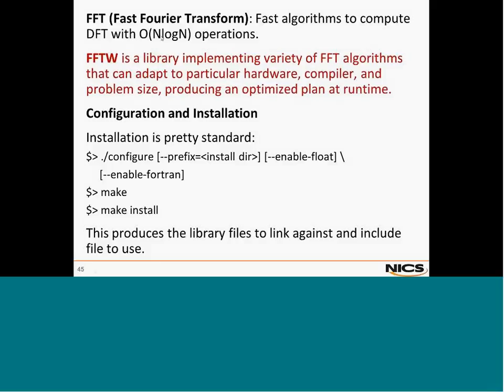The fast Fourier transform is an algorithm to compute the discrete Fourier transform that has n log n operations. So it's obviously much better than n squared operations. There is a library implementing a variety of FFTs called FFTW. FFTW can adapt to particular hardware, compiler, and program size by using an optimized plan at runtime.